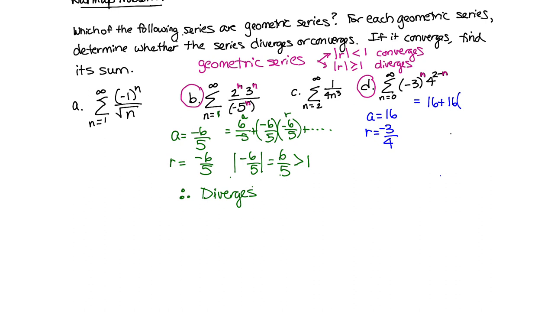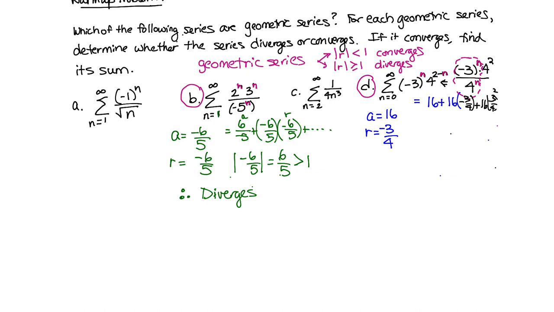You're going way too fast and doing things in your head. I don't want to do that. If I rewrote what is inside my series, I would have (-3)^n times 4^2 over 4^n. I like to look at it that way because that helps me view my factors that have n involved. And so my first term is 16 when n is 0. When n is 1, my second term is 16 times -3/4. My third term is 16 times (-3/4) squared, etc., etc., etc.